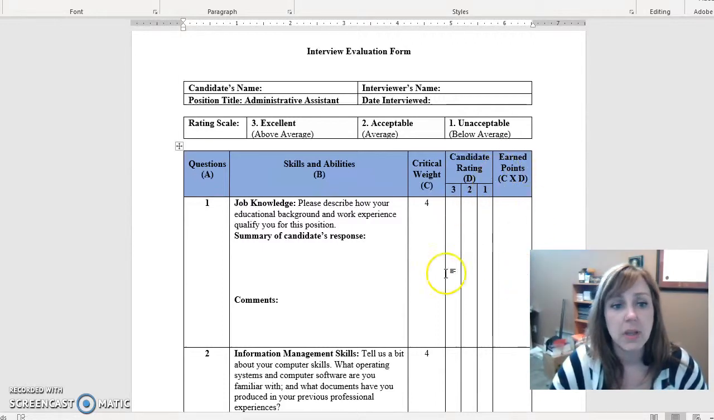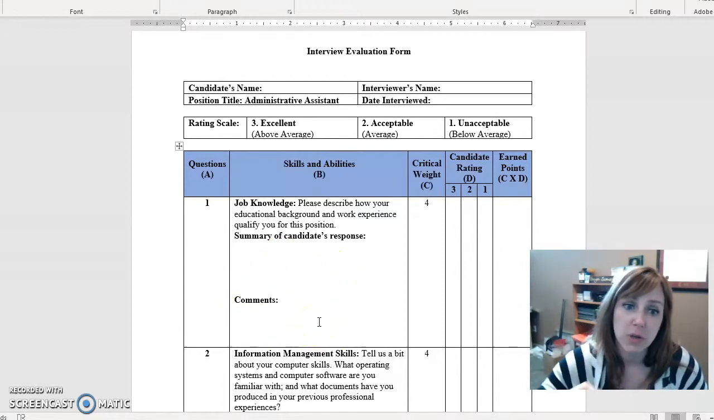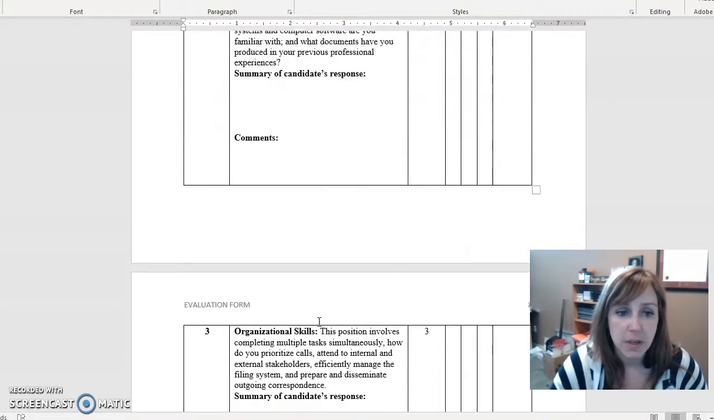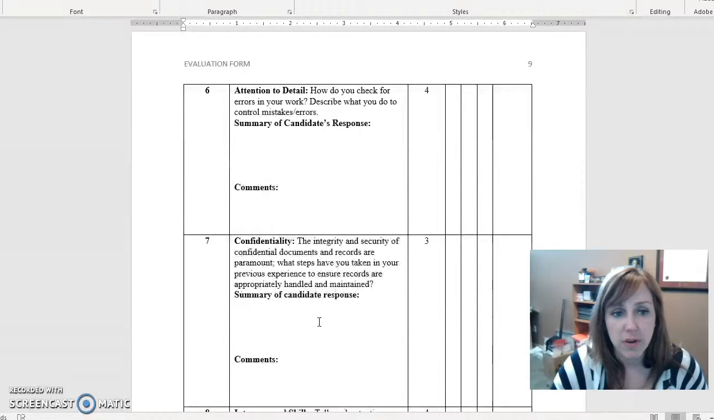How you'll score them. Notice that the optimal answers are not on here, because we certainly wouldn't want them on the evaluation form. But a section for comments is, so that as the candidate is answering, the interviewer can madly write and capture what they've said. So that's how it can look.